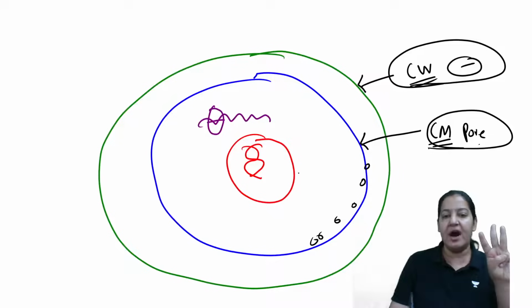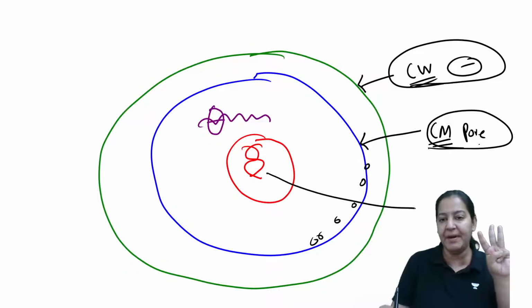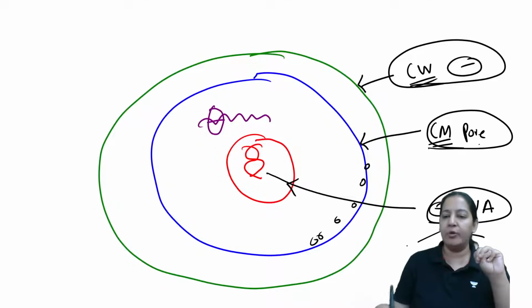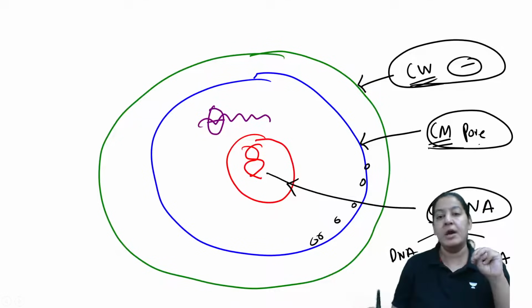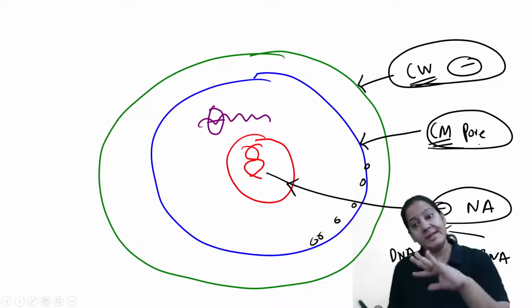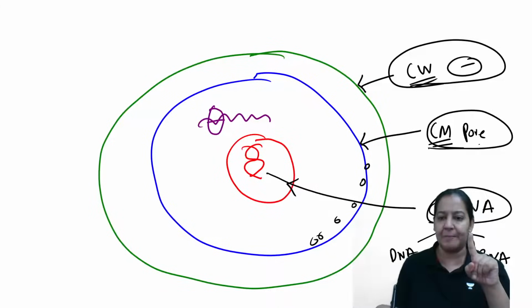Number 3, there are some antibiotics which inhibit nucleic acid synthesis. Now there are 2 types. Nucleic acid can be DNA synthesis inhibitor or RNA synthesis inhibitor, because nucleic acid is of 2 types, right? So DNA synthesis inhibitor, RNA synthesis inhibitor. That is the first thing.